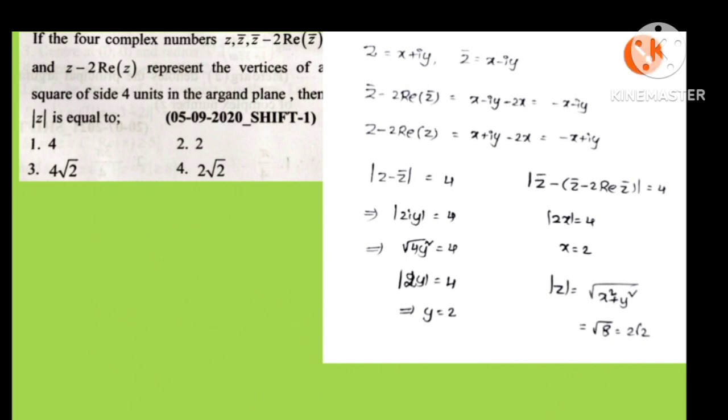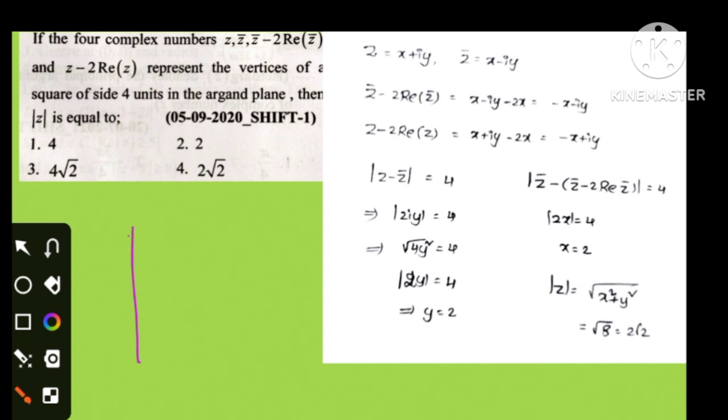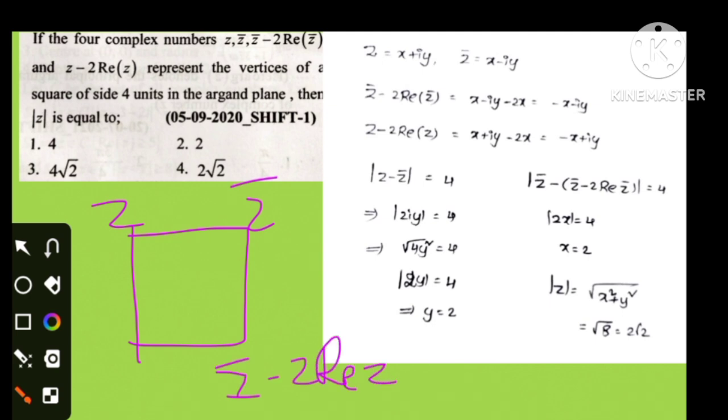Now take the second side condition. What is the second side? Here you have z bar, and the third one is equal to z bar minus 2 into real part of z bar. Find the distance between these two complex numbers here. Then what you get? Mod z bar minus the mod of z bar minus 2 into real z bar. Find the distance between these two complex numbers.